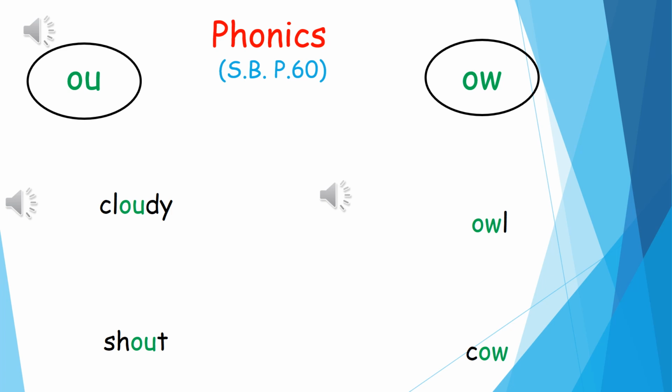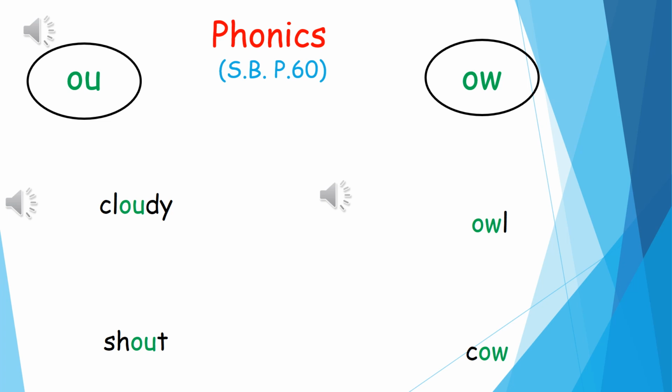Now, it's phonics time. Do you know what a digraph is? A digraph is when two letters make one sound, such as we have here on page 60 in our student book. It's O and U, O and W. They make one sound, which is ow, ow.